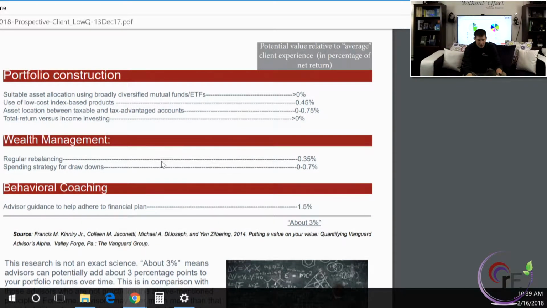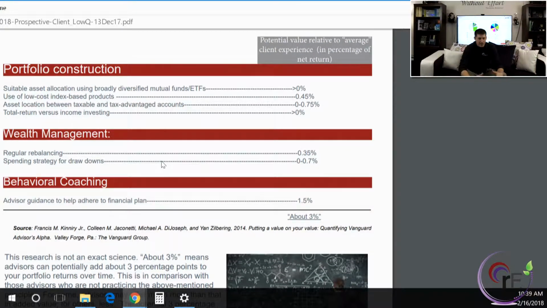But Vanguard a couple of years ago came out with this piece saying, if you really did do all of these things, or if you had an investment advisor help you with all of these things, what's the value of that? Between building portfolios, making sure you're controlling costs, rebalancing, making sure the strategy and how you're going to withdraw from that investment strategy works well, and then also just behavioral coaching and sticking to your plan. You add that all up, and it's like 3% per year.